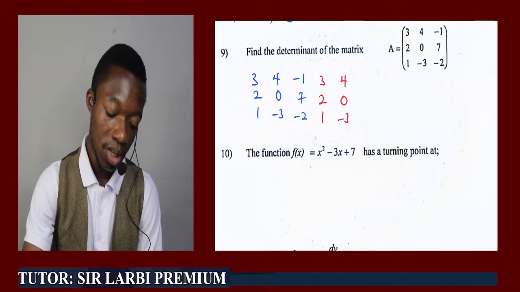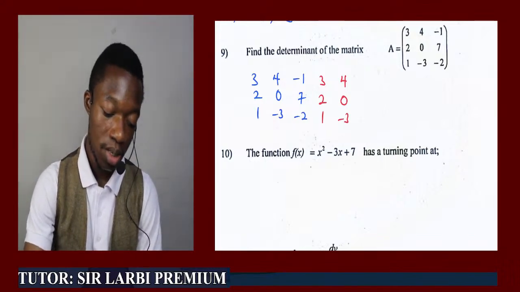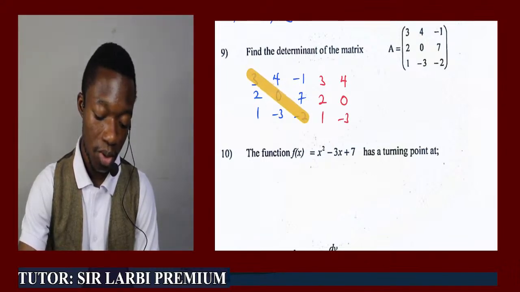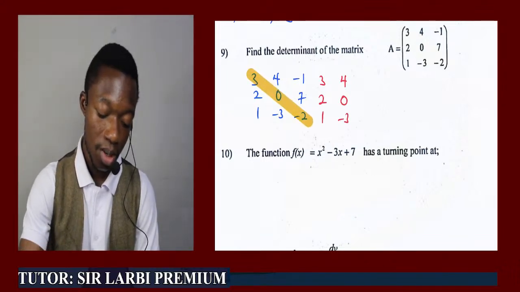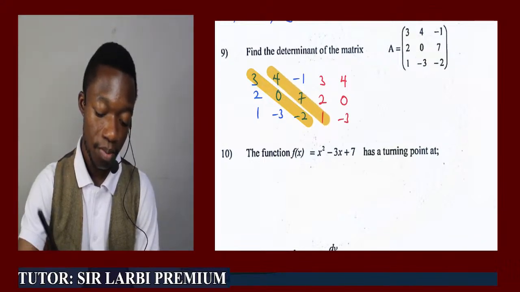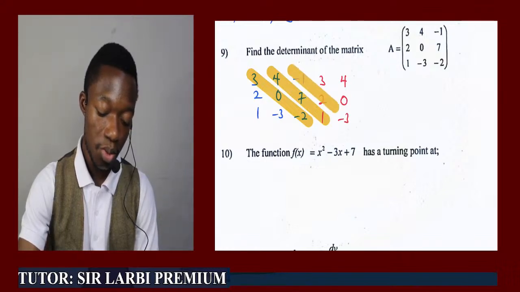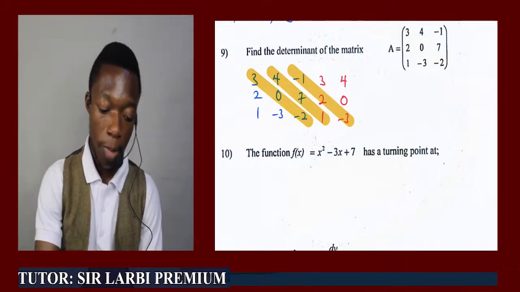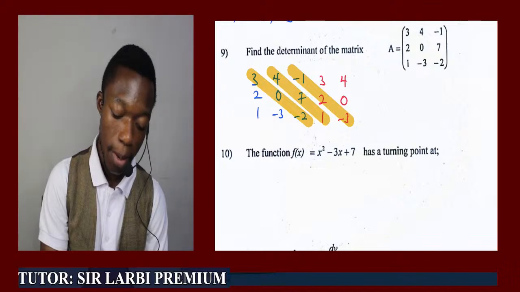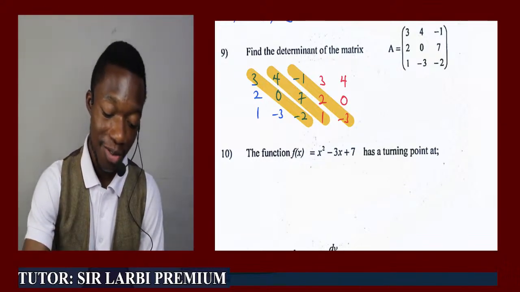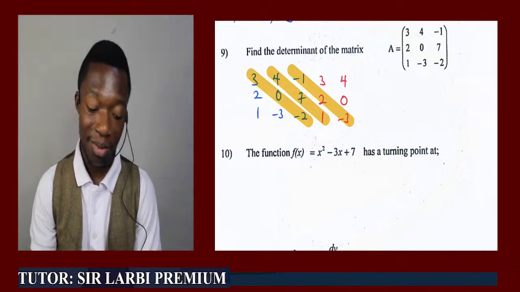So let's see. Here we are going to look out for diagonals. So we start with the downward diagonal. The first one is from 3 to 0, negative 2. Then the second one is from 4, 7, and then 1. Then the third one comes from negative 1, 2, and then negative 3. So that's going to be our downward arrows, and then we compare that to the product of the upward arrows. Very simple, right?